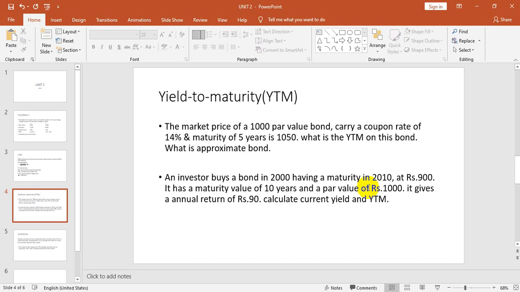So first of all you have to make an assumption. The coupon rate is 14%, so what we can do is take YTM a little bit less or a little bit more. So let's take 13. Okay. So we have to make an assumption. I'm telling you again and again, you can make an assumption over here.